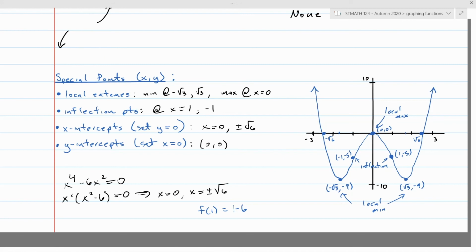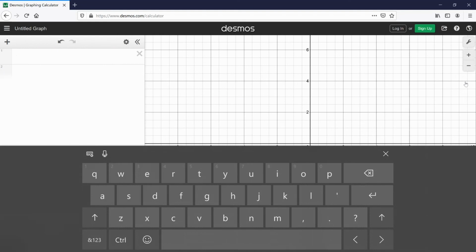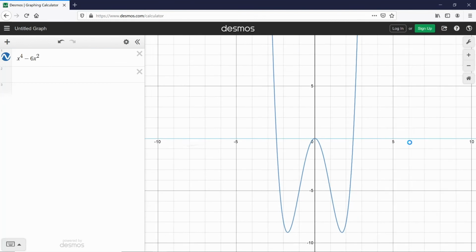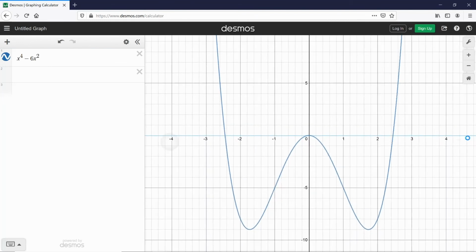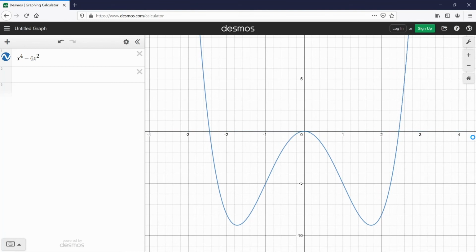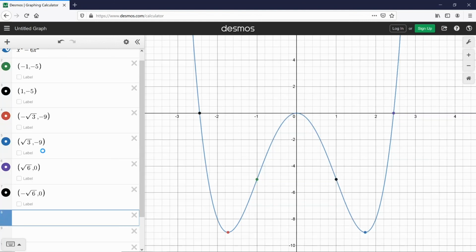And now if we wanted to go to the technology and check our answer, let's do that. So we're going to do x to the 4th minus 6x squared. Let's straighten it out this way a little bit. You know what? That looks really pretty close to what we just graphed a second ago. So I'm feeling pretty good about that. You can see those inflection points at -1 and +1 here in this graph. You can really see where the way the curve is bent changes there.